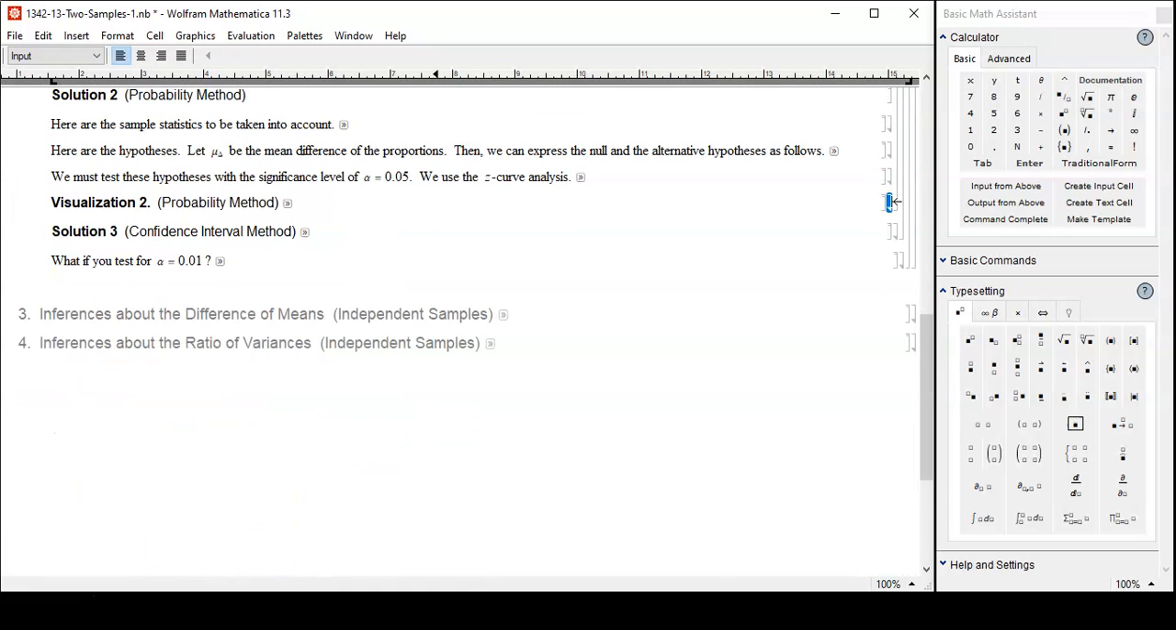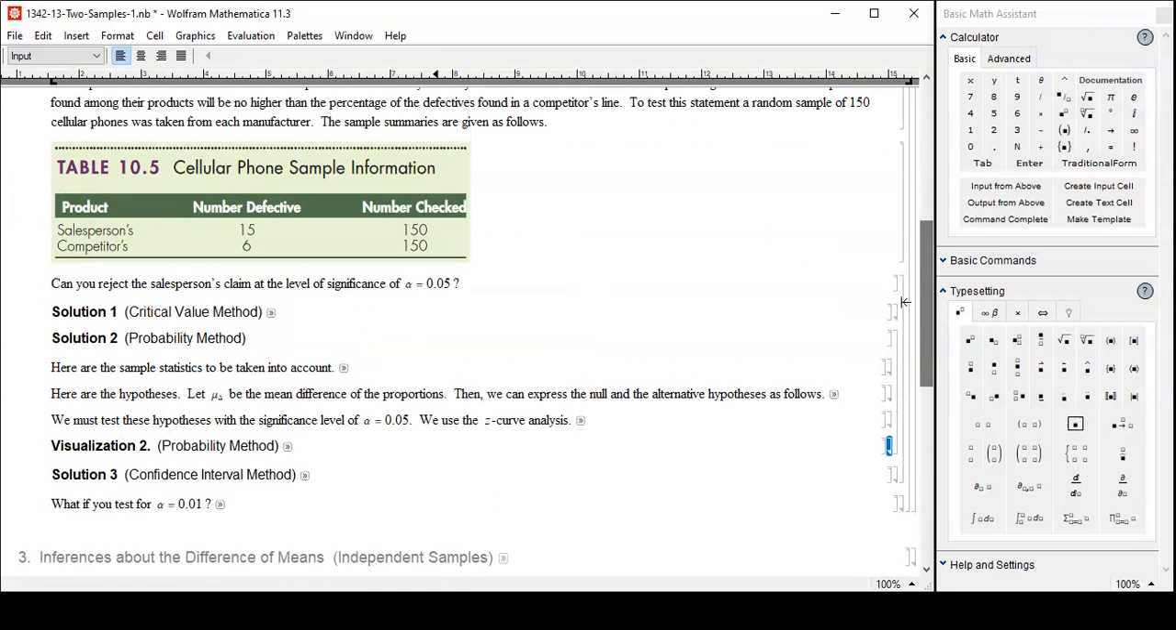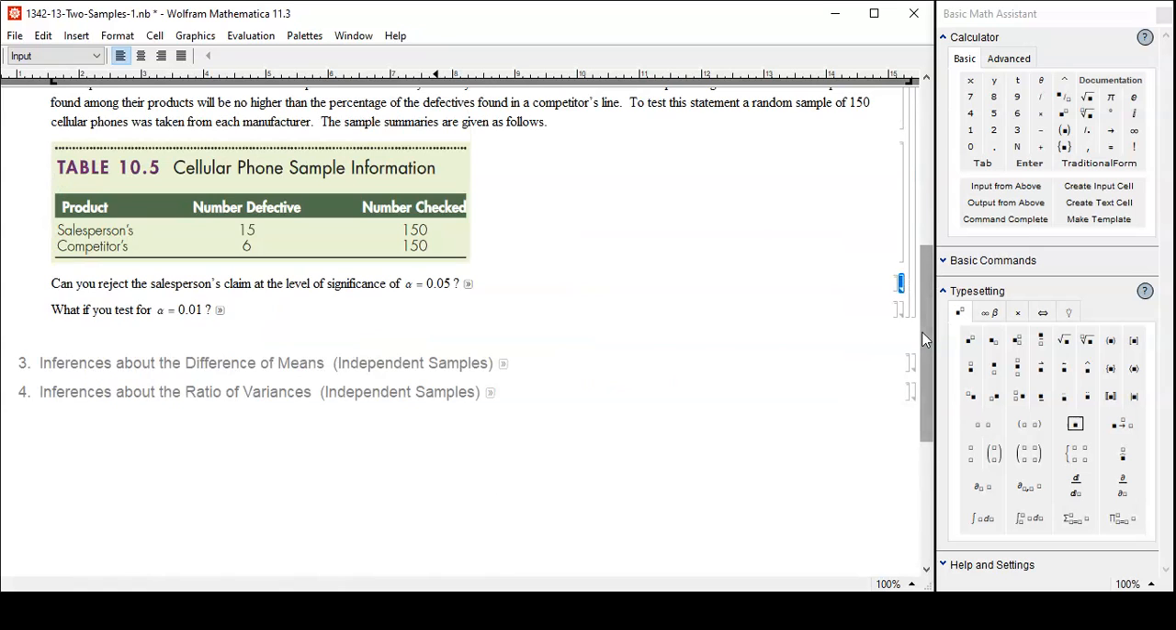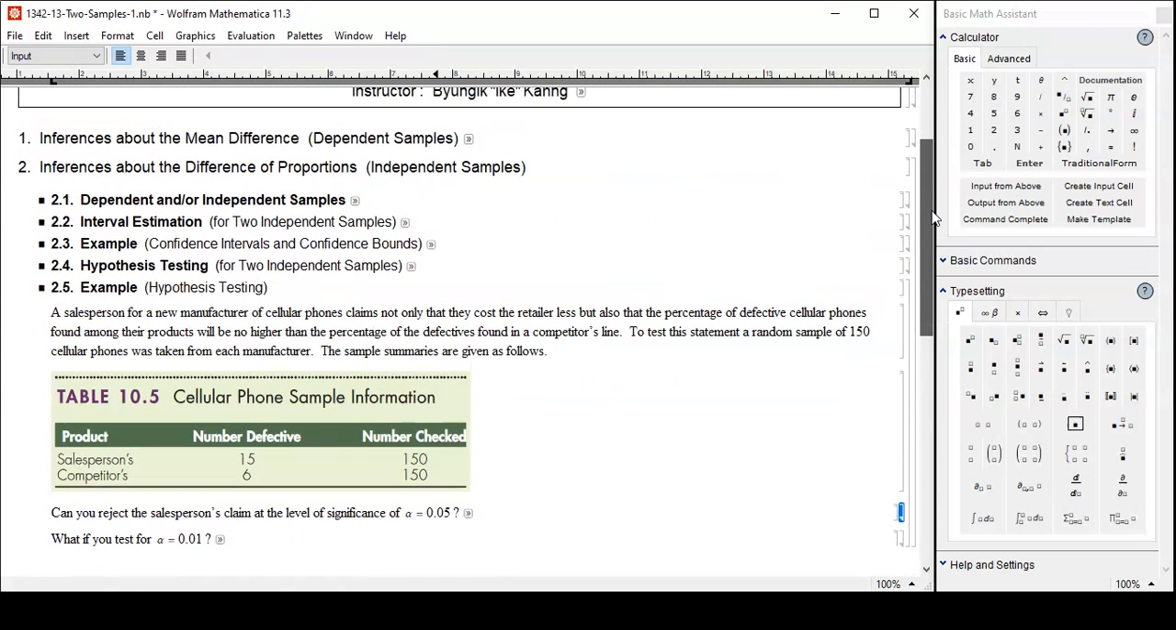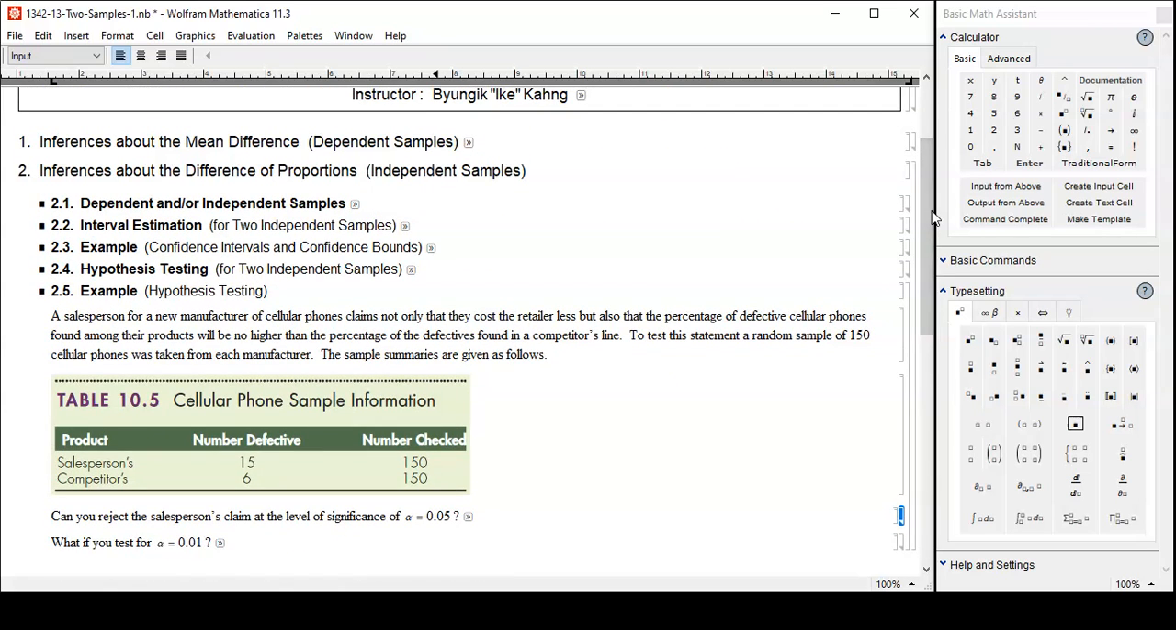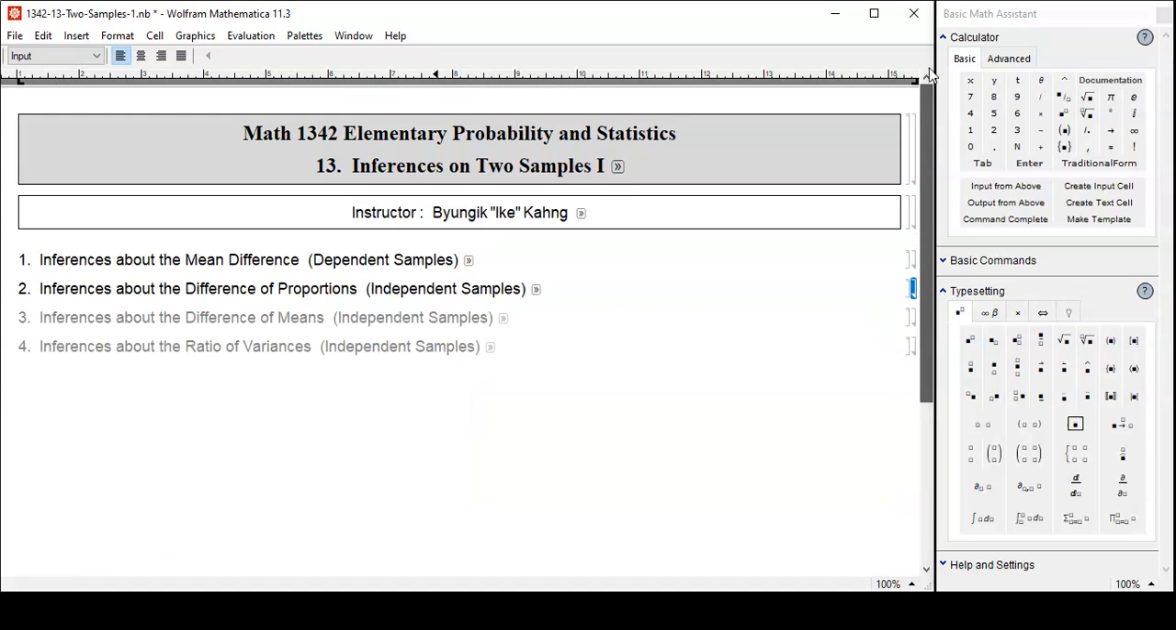So we get a different conclusion by changing the alpha values. Originally we did it for alpha 0.05 and repeated for 0.01. The detail for the 0.01 case or any other alpha value is left to the students. That completes section 2.